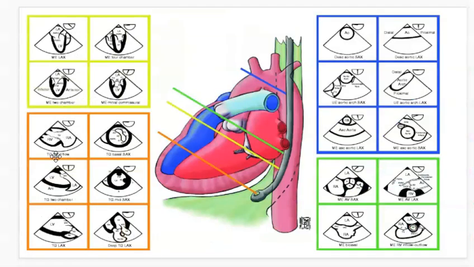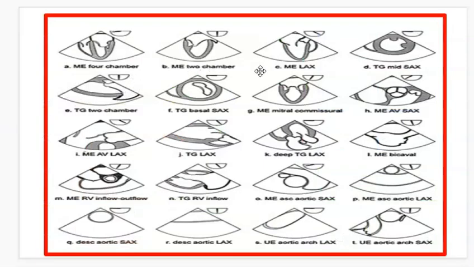There are many different views you can get from mid-esophageal. These are the ones that are labeled ME, to transgastric. These are the ones labeled TG, and so on and so forth, the aorta, and other mid-esophageal views down here. This is just another one showing the typical views of a normal transesophageal study.